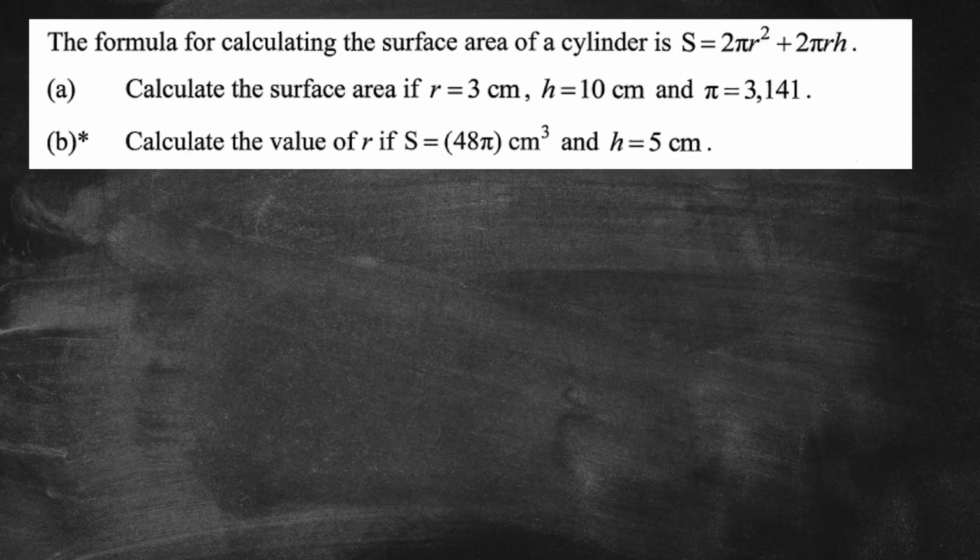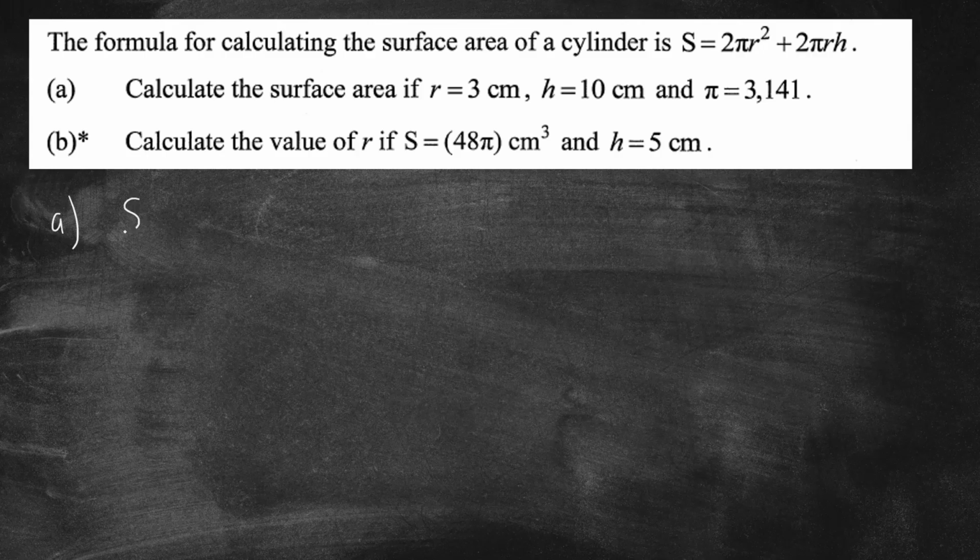Right, so now if we look at something slightly more practical and slightly more complicated. The formula for calculating the surface area of a cylinder is: the surface area is 2 pi r squared plus 2 pi r times the height. Now we're given that the radius is 3, the height is 10, and pi is 3.141. And if pi's value weren't given, you just use your normal pi to get the most accurate value.